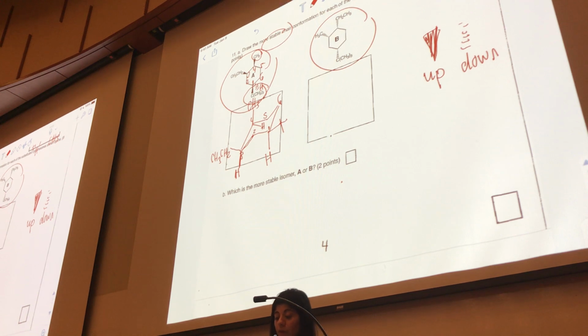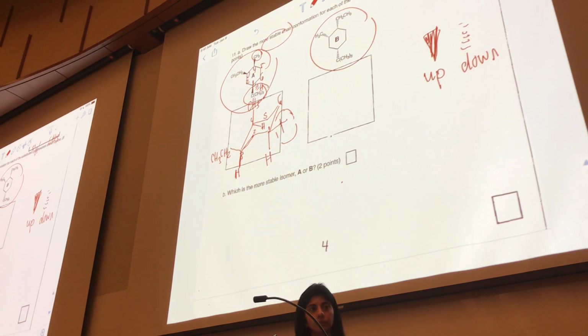Now, if I were to have done the ring flip, everything would swap in the sense that it would still be up and down. Everything that was up will still be up. Everything that was down will still be down. But what is different is that, for example, this tert-butyl here, it would go axial. Okay? It would still be up, but it would be axial. So that's why I put the most stable one here, going equatorial.